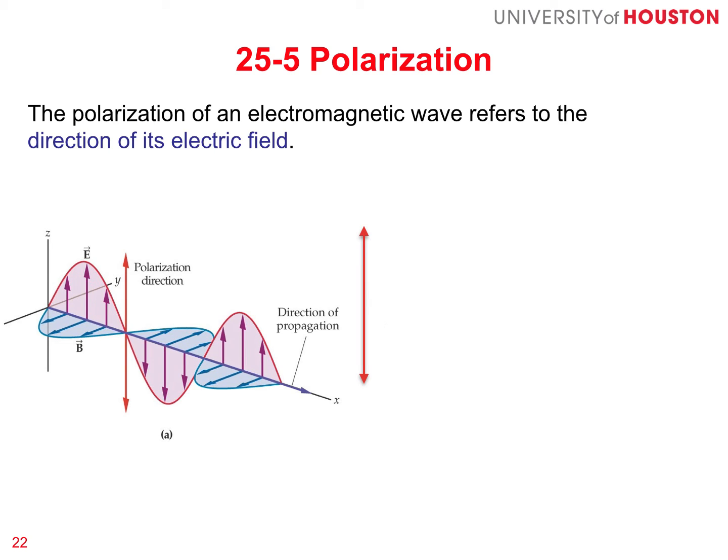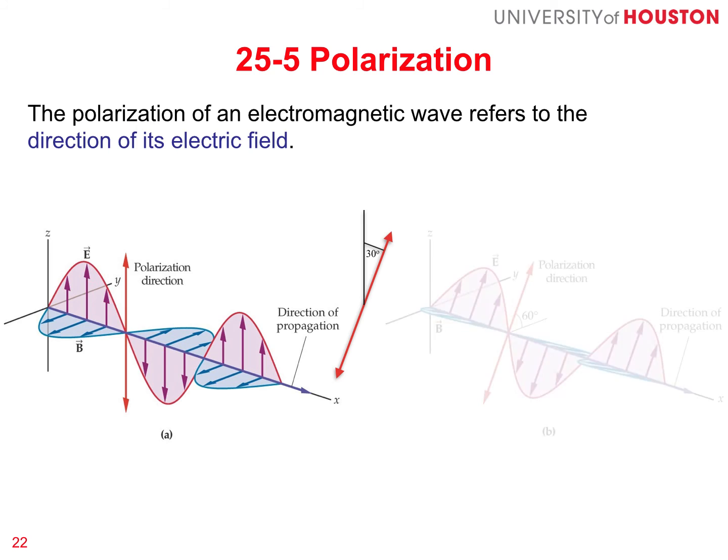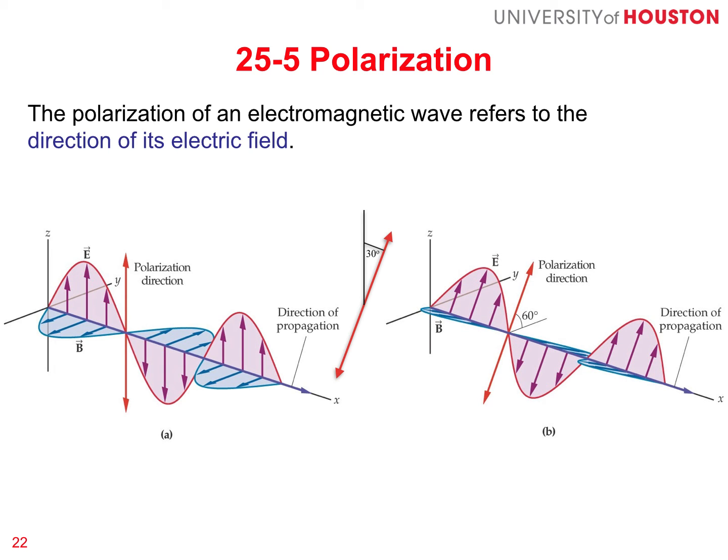This gives us an angle between the electric field and y-axis of 90 degrees. We can then rotate the polarization direction by 30 degrees. This will then give us a polarization direction that is different, and its angle with respect to the y-axis will not be 90 degrees, it will now be 60 degrees since we rotated the polarization direction by 30 degrees.